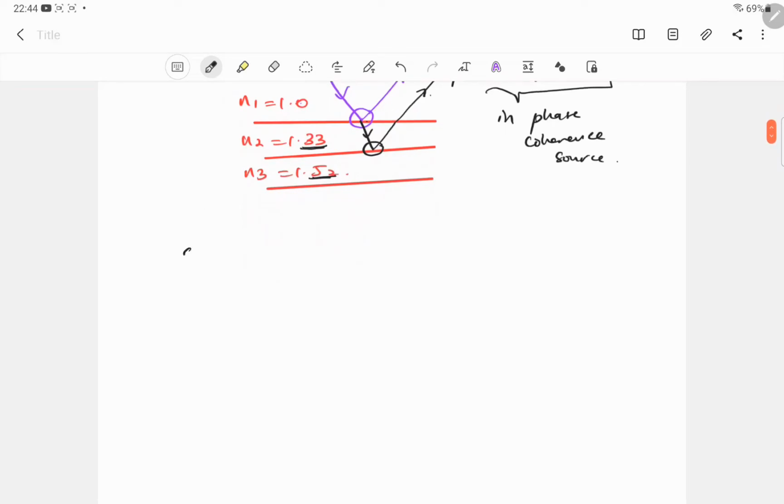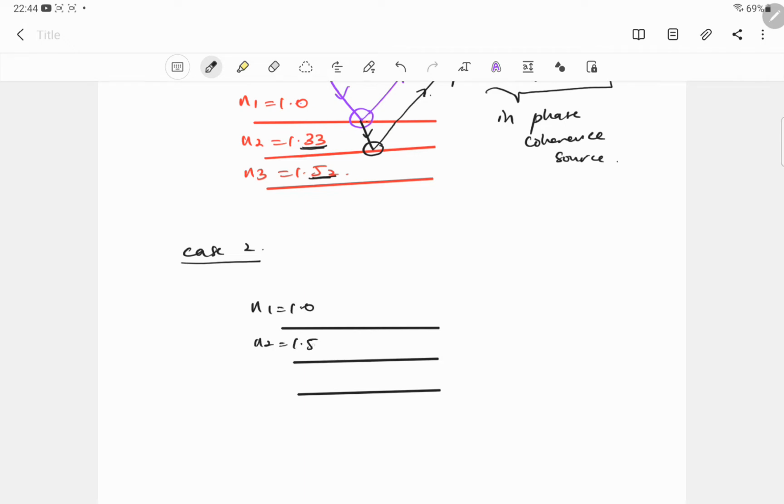Okay, satu jenis lagi, case yang kedua, kita ada macam ni. Okay, kita ada mesti 3 lapis, limited to 3 only, and 1 is 1.0, and 2 is 1.52, and 3 is 1.33. Alright, so the incident ray, okay, and then reflected ray. Okay, so kita akan tengok di sini. Kita akan tengok pada medium ni. Less to denser medium, so phase change. Okay, phase change by pi radian.